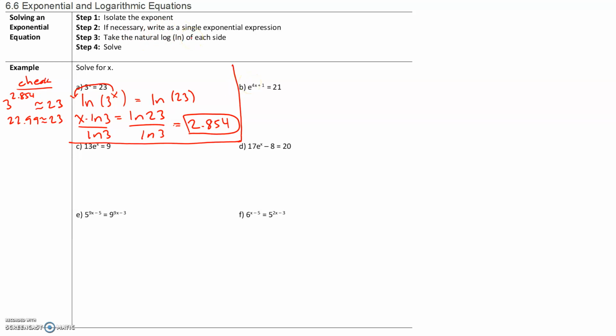Step 3, we take the natural log, ln, of each side. So I take the natural log of the left side, and I have the natural log of e to the 4x plus 1. And if I take the natural log of the left side, I have to take the natural log of the right side, which gives me the natural log of 21. How does that help us? Because 4x plus 1, this comes to the front and becomes a coefficient. So we have parentheses 4x plus 1 times the natural log of e equals the natural log of 21.